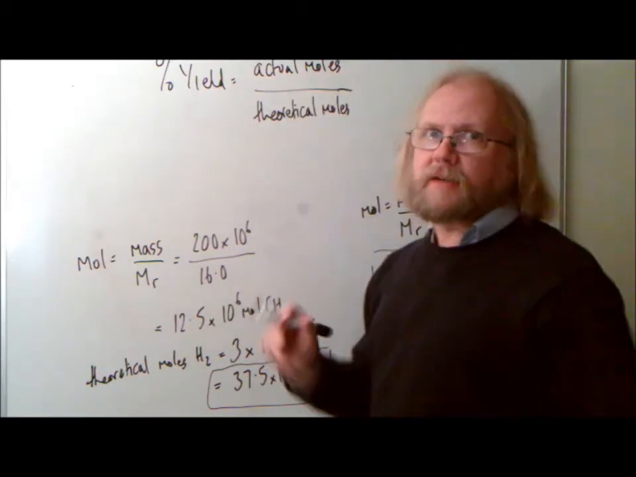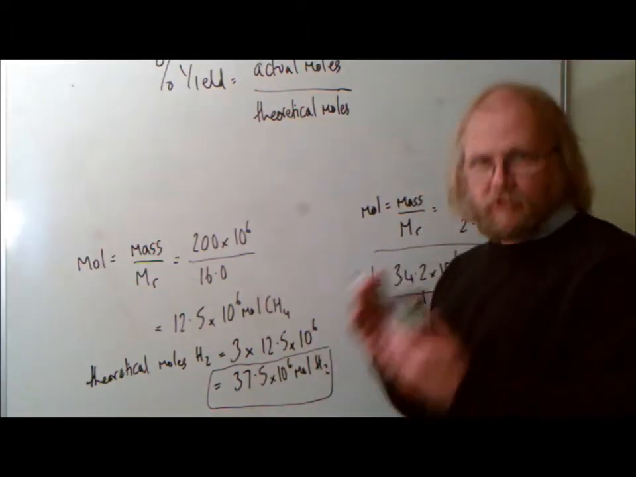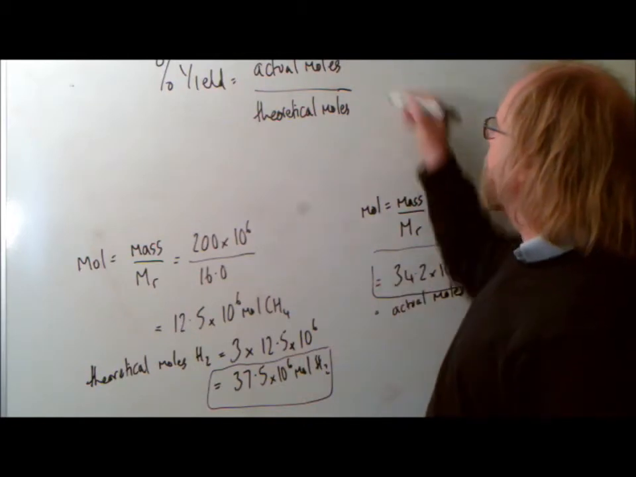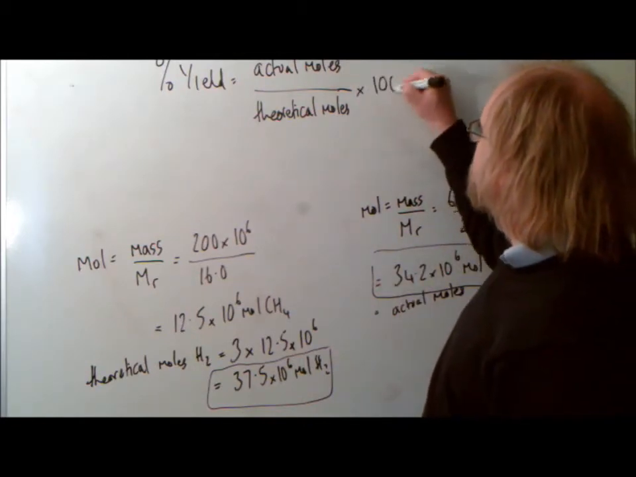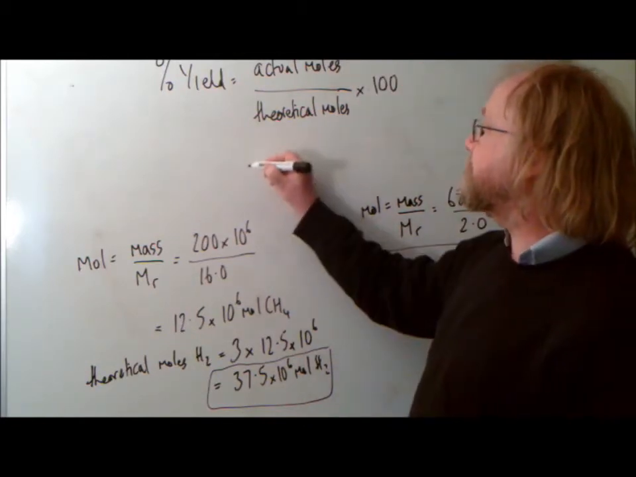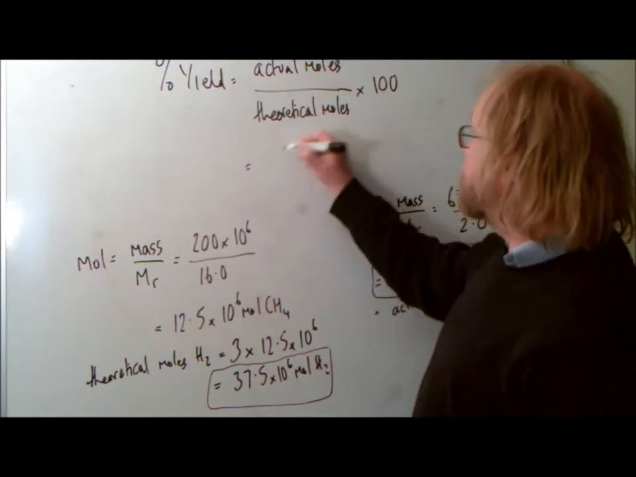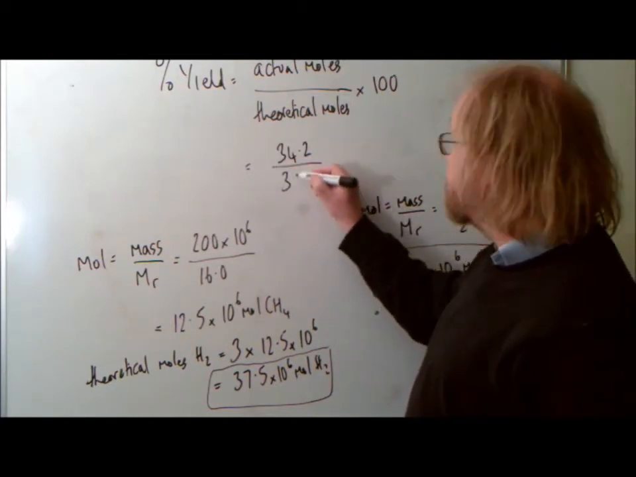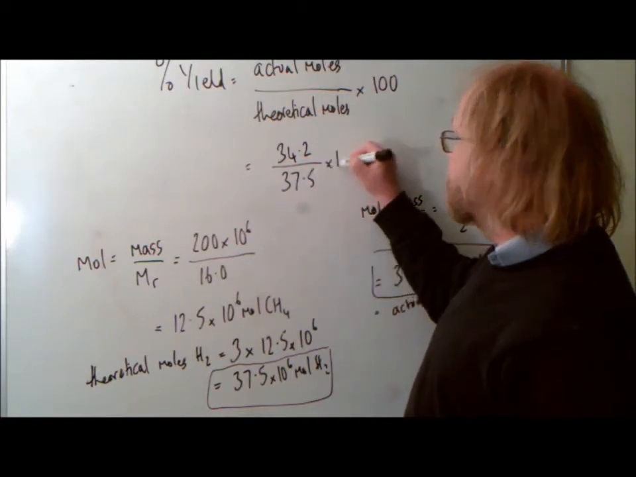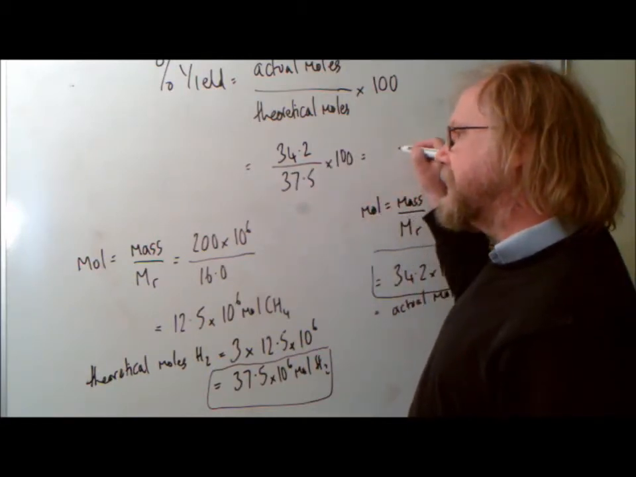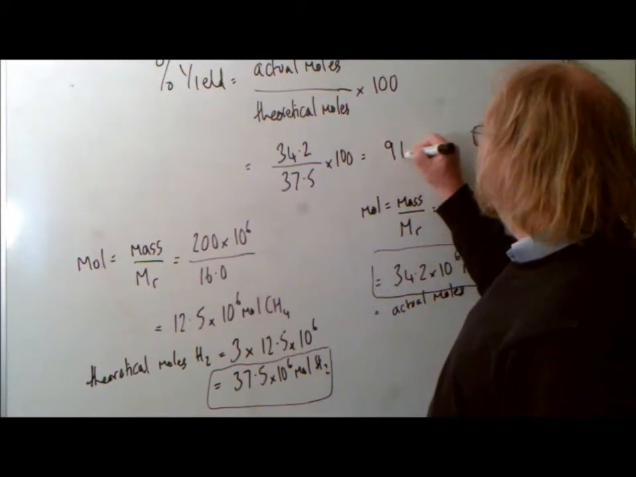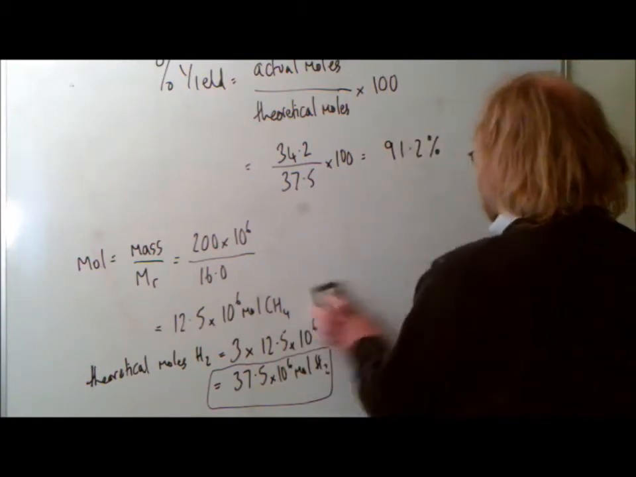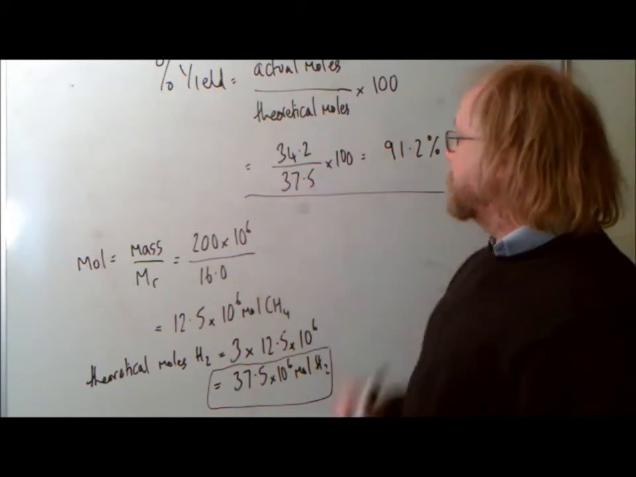This isn't an easy subject like physics where you get a formula sheet. You actually have to know this. Okay, percentage yield is actual moles divided by theoretical moles times 100, which is 34.2 divided by 37.5 times 100, which works out as 91.2%. Okay, so that's your answer that you wanted.